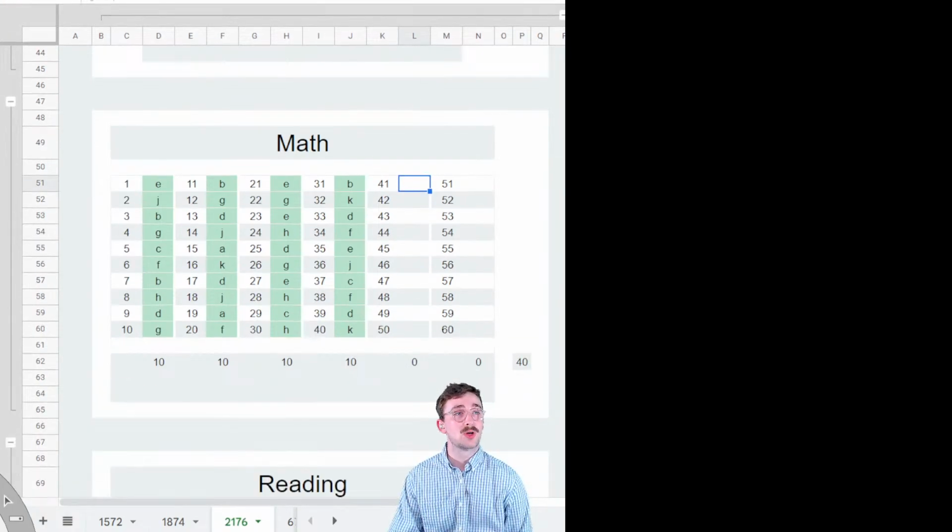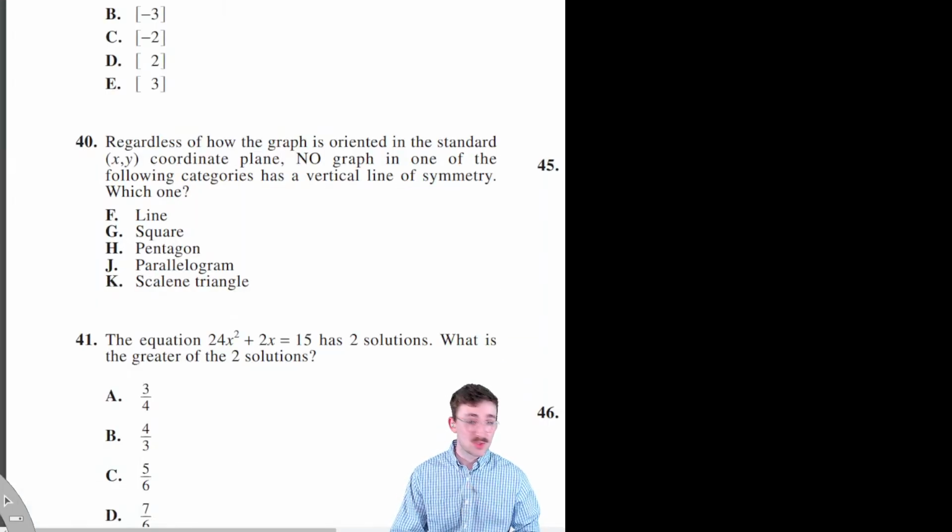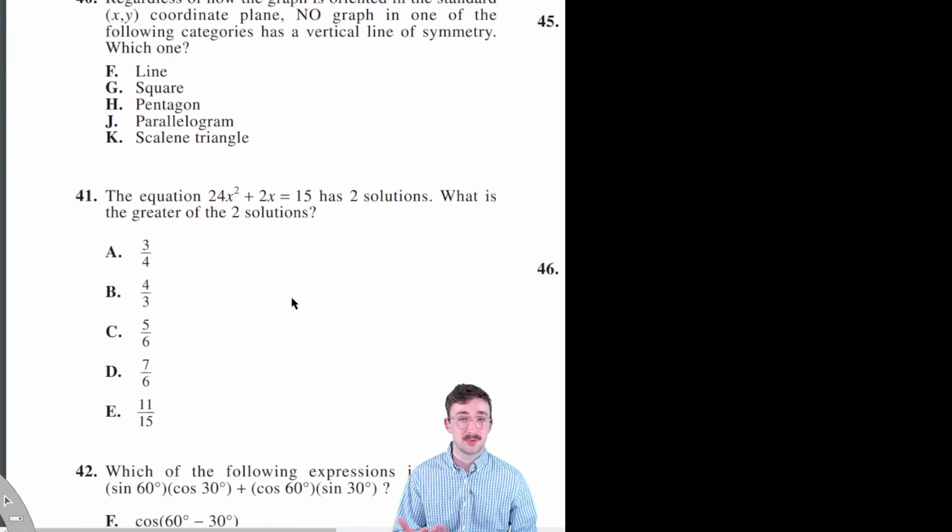41. All right, so the final 20, these are going to be the most difficult problems that we've done thus far, in theory. Sometimes you get some easy ones, or some tricky ones sprinkled in there that really aren't that hard. It's just testing a concept that not a lot of students know, and if you know, it's easy. So, 41. The equation has two solutions. What is the greater of the two solutions?